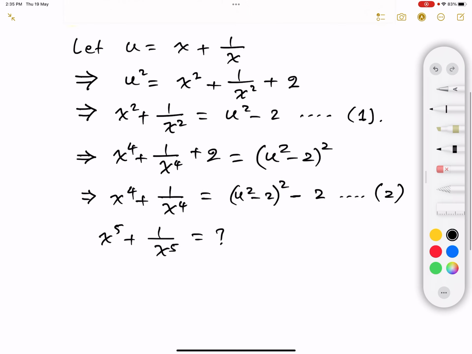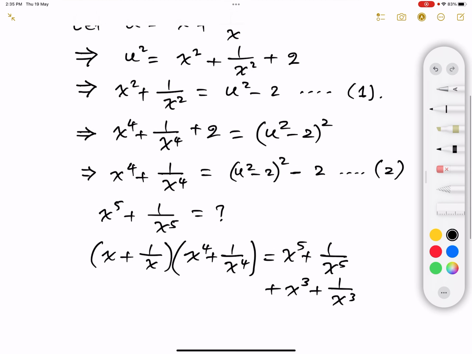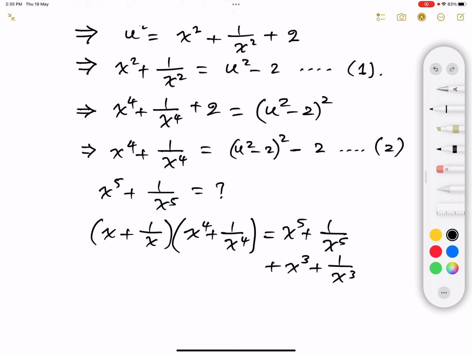Okay, so what I'm going to do here, I will multiply x plus 1 over x, which is basically u, by x to the power 4 plus 1 over x to the power 4, which we have obtained a value for in equation number 2. And if we multiply these two terms together, we're going to get x to the power 5 plus 1 over x to the power 5 plus x to the power 3 plus 1 over x to the power 3.